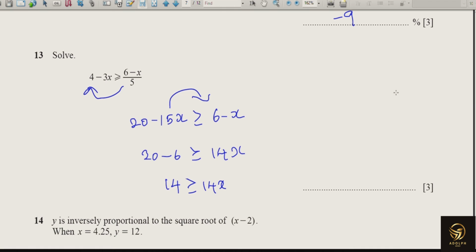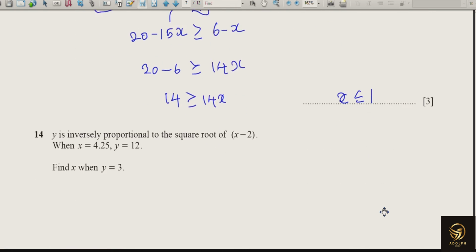So I will be getting x less than or equal to 1, or else 1 greater than or equal to x. That is nothing but x less than or equal to 1. Yeah, that's it. I don't have anything else to write because they are not asking for numbers which are greater than or something. So the answer is x less than or equal to 1.